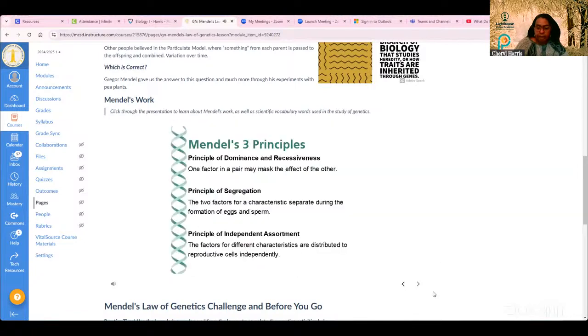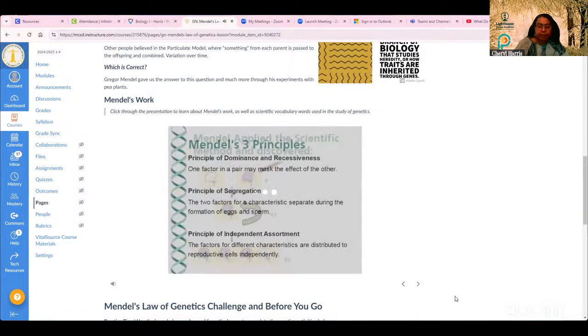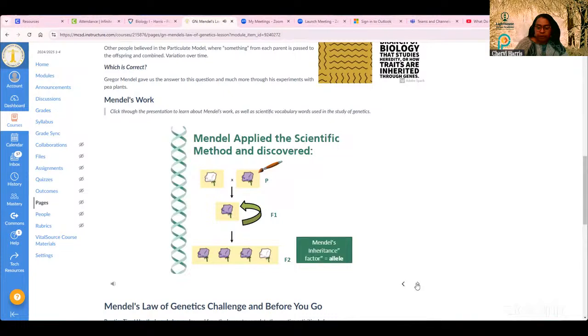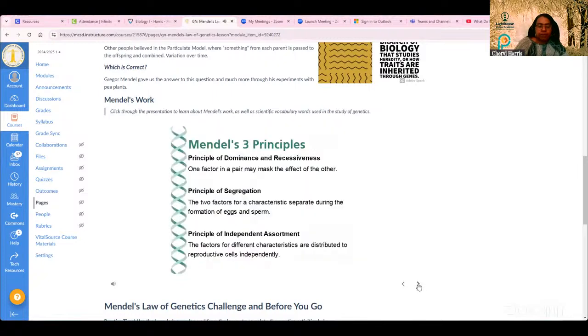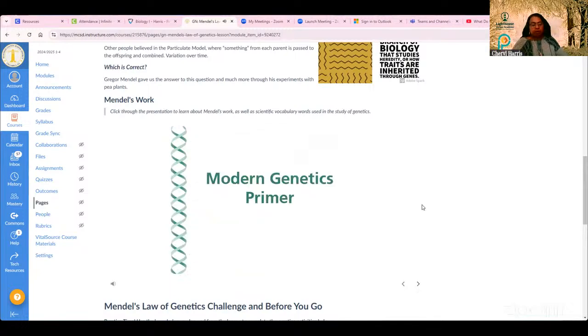Mendel published a paper. Come on. What will yours look like? Oh, I think I went past the beginning. I think yours should start and just say Modern Genetics Primer. All right, that's the beginning.